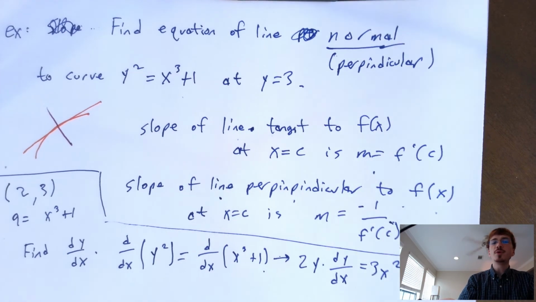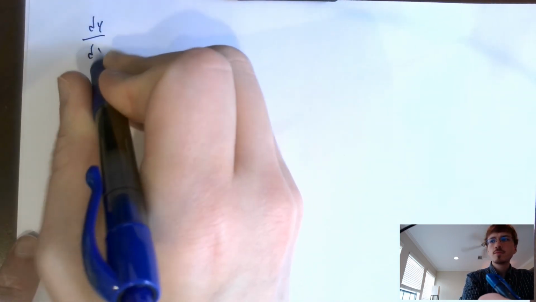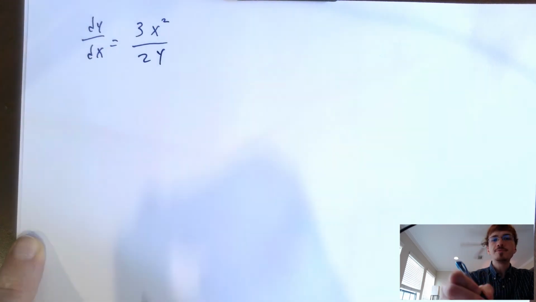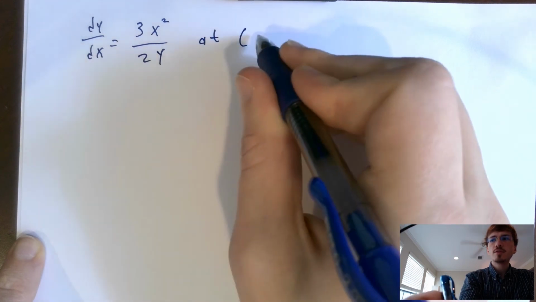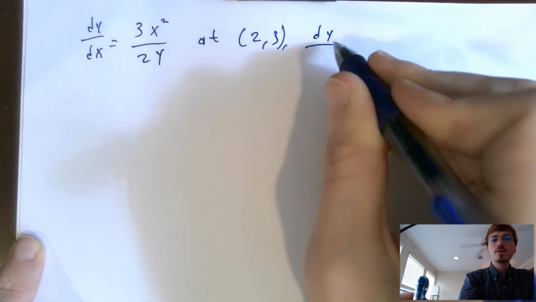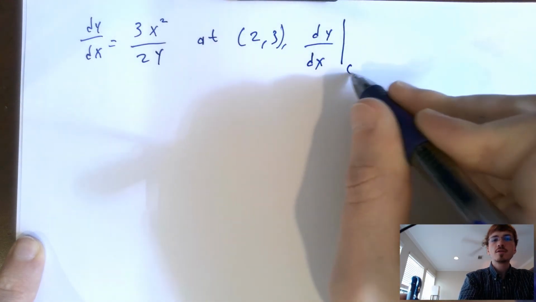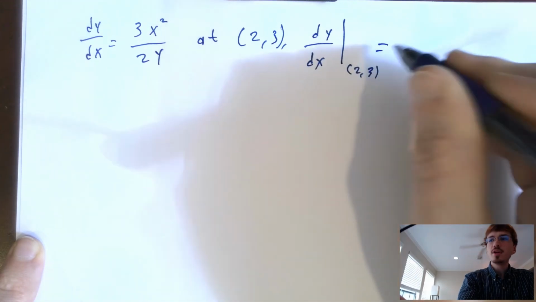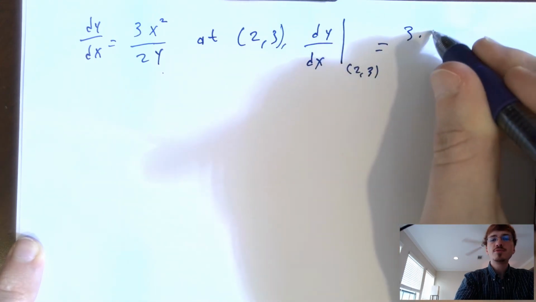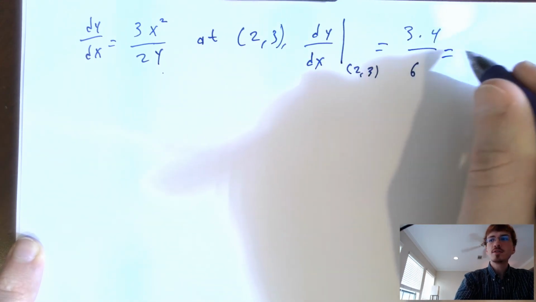So, let's solve for dy/dx. We have now that dy/dx is equal to 3x squared divided by 2y. And at the point (2, 3), dy/dx evaluated there, let's plug in x equals 2 and y equals 3. We get 3 times 4 divided by 6, which is 2.